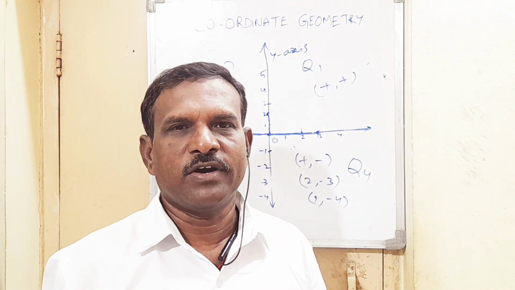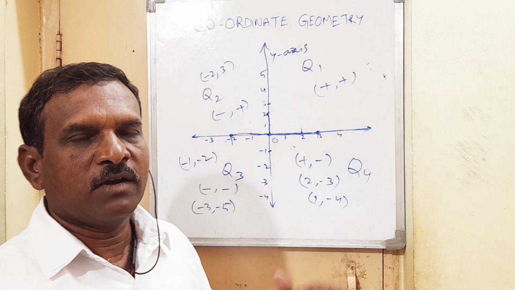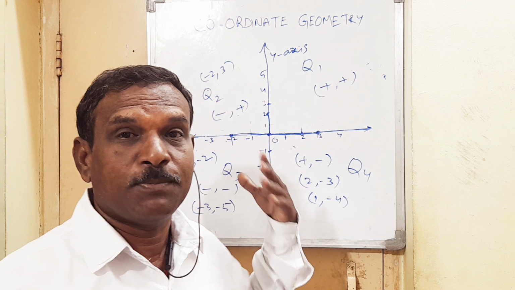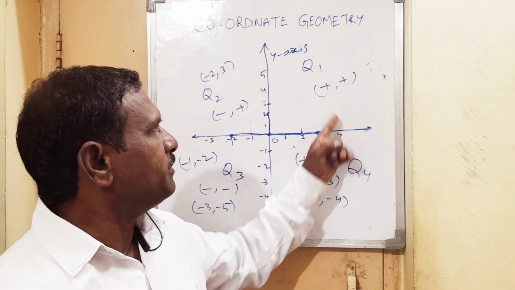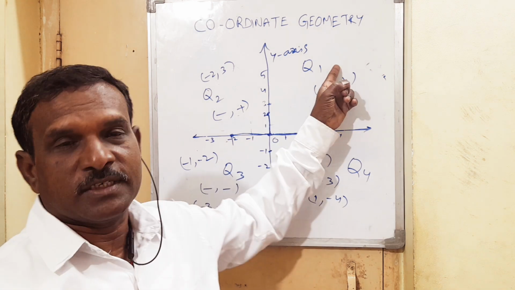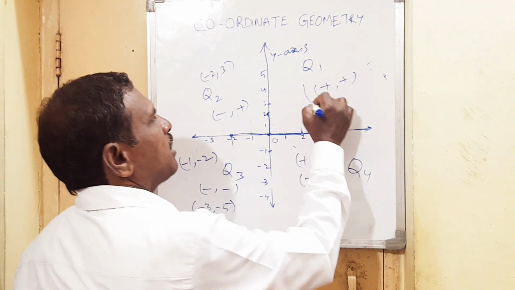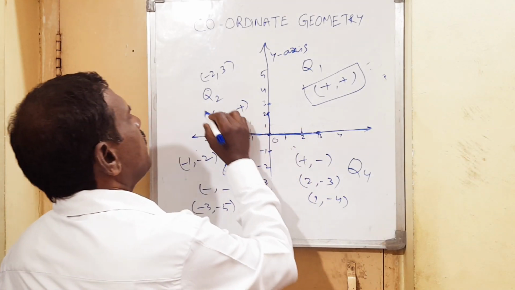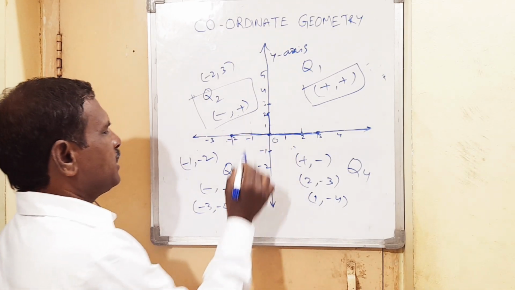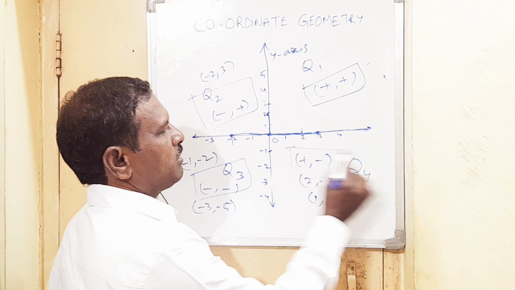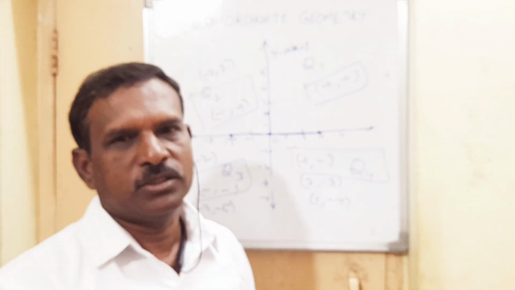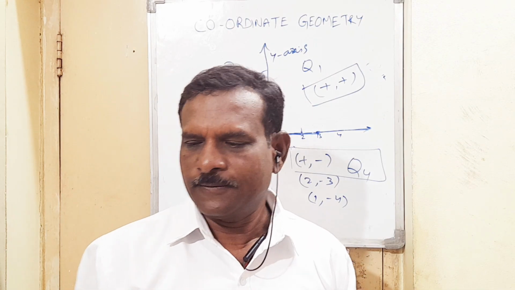So like this, if you are given a point, check the abscissa and ordinate, whether each is positive or negative. X positive and y also positive is the first quadrant. So plus plus comes in the first quadrant, minus plus in the second quadrant, minus minus in the third quadrant, and plus minus in the fourth quadrant. You should remember this carefully.